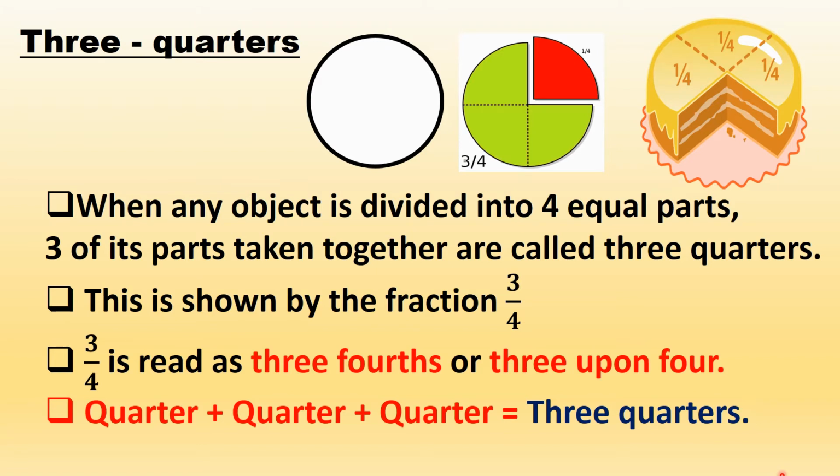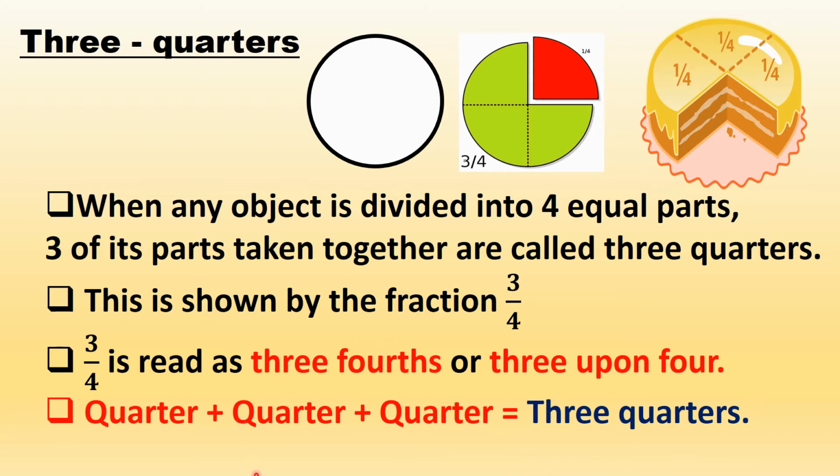Grandfather gave his 2 granddaughters, means quarter plus quarter, that is half of the cake. He gave his 3 grandchildren, means quarter plus quarter plus quarter, means 3 quarters of the cake. 1 half and 1 quarter also make 3 quarters of the whole.